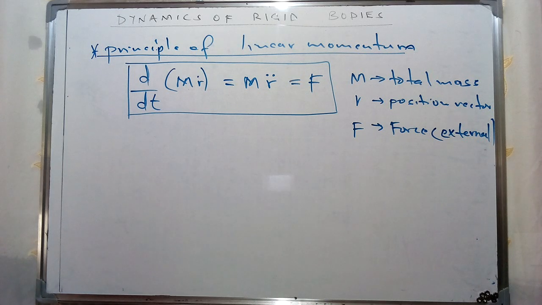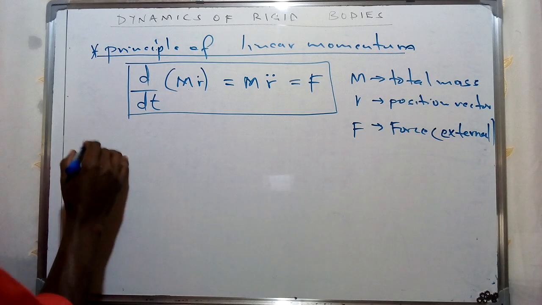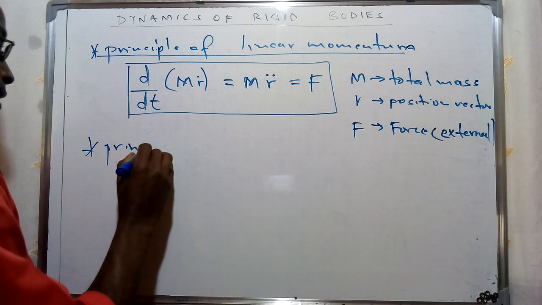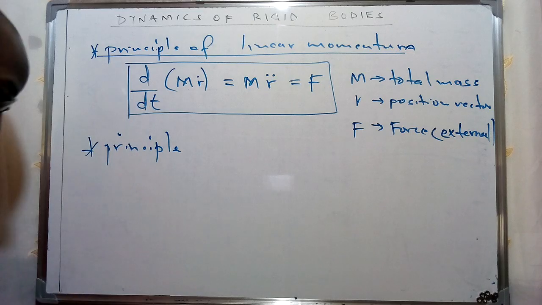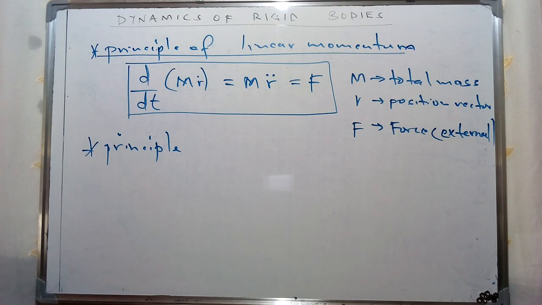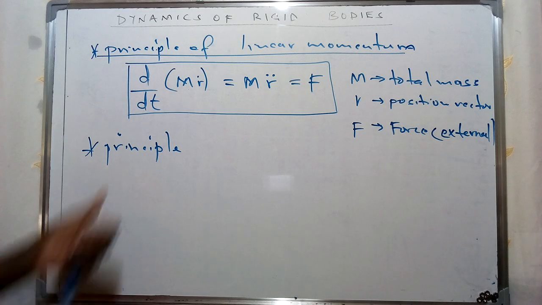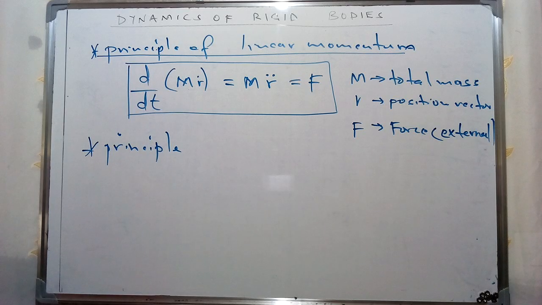Now, we're also going to look at the principle of angular momentum, which is going to assist us in trying to evaluate what we refer to as the moment of inertia of these particular rigid bodies with respect to the center of mass. And of course, we're also going to look at the concept of angular velocity and the aspect of torque.